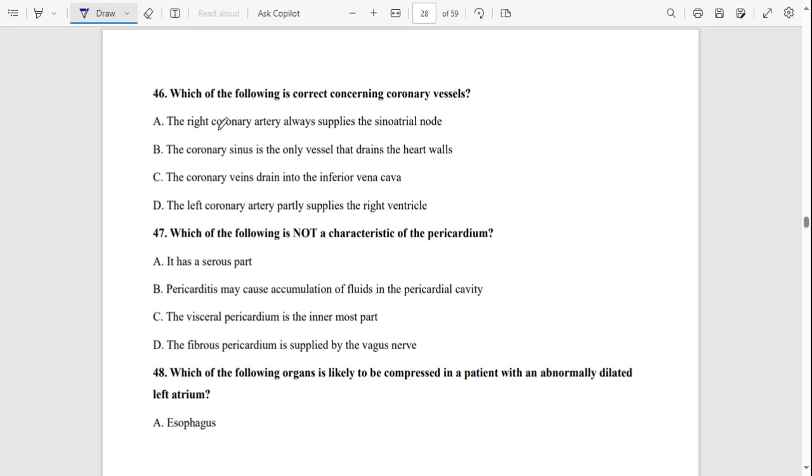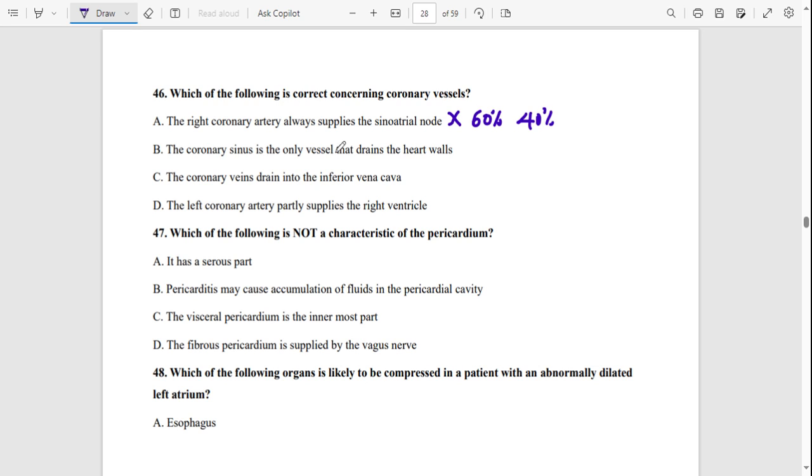When you're talking about the coronary vessels, the right coronary artery always supplies the SA node or the sinoatrial node. This is not true. The SA node is going to be supplied by both the right coronary artery and the left. The right, of course, is the major blood supply, 60%, while the left will give 40% of the blood supply to the SA node.